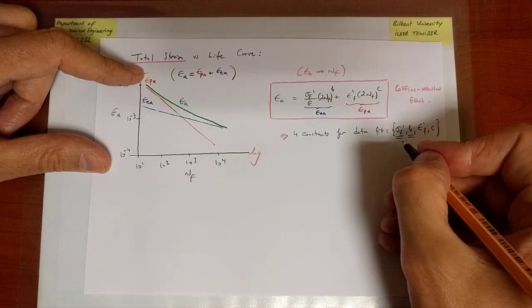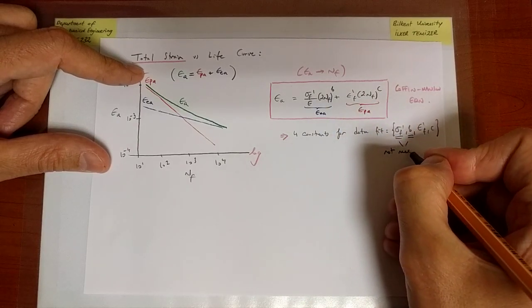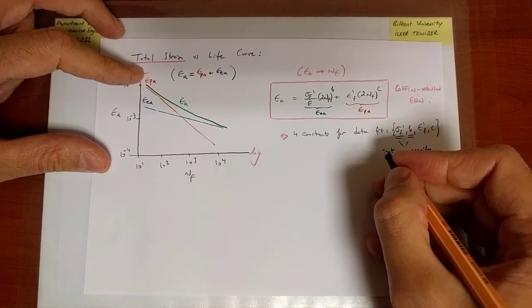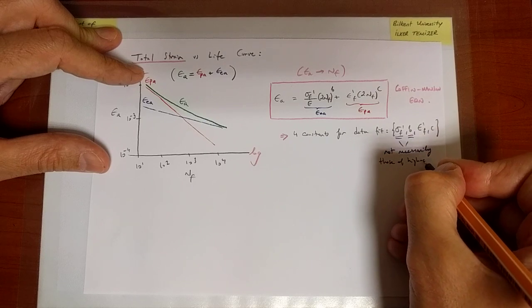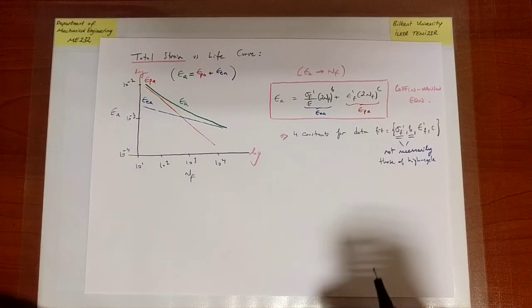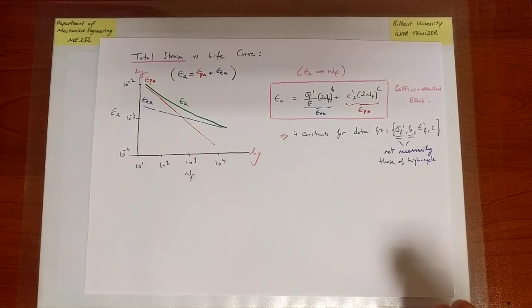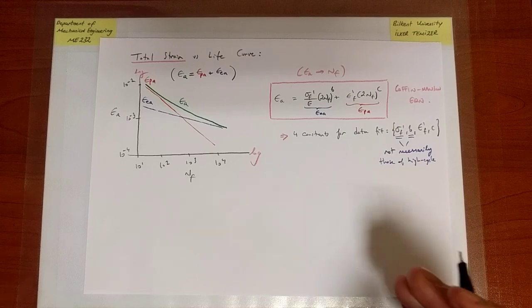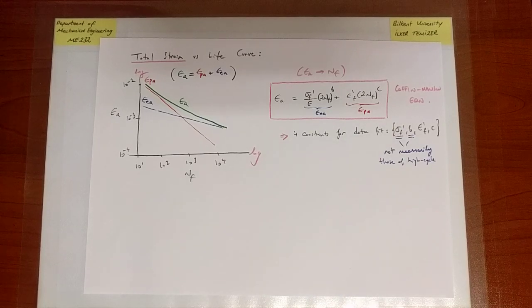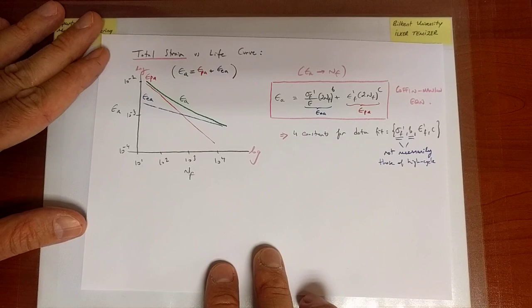So these are not necessarily those of high cycle. Now, it turns out that sometimes they are. It just means that the stress-based approach also works in the low cycle regime for those instances. But in general, although we gave sigma f prime and b the same notation as in the Basquin equation, we want to regard them as independent fitting parameters.